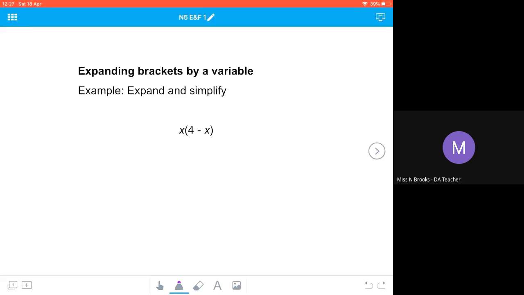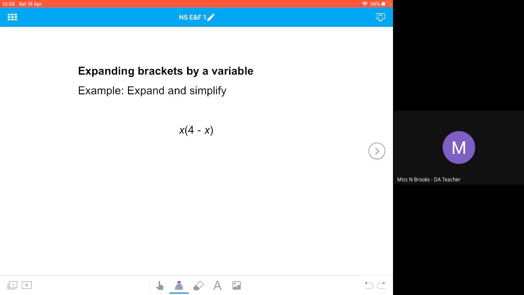So we're going to look at expanding brackets by a variable. Now, a variable is an algebraic letter as opposed to a constant term, which would be a numerical value or an integer value. So for expanding and simplifying this first example, we've got x upon 4 minus x. And what we're doing when we're expanding brackets is we're multiplying everything inside the bracket by the term outside the bracket. And our final answer will have the same number of terms as there are terms inside the bracket.